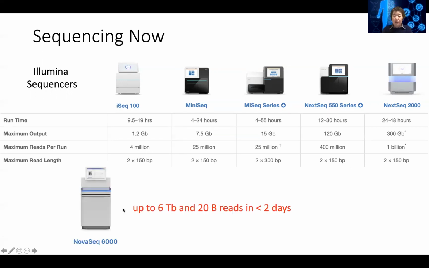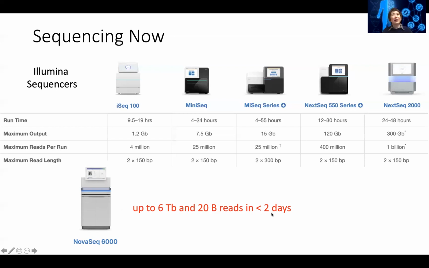And at bigger core facilities or companies that run sequencing as a service, sometimes a lab would generate sequencing samples and then send them to an outside company to be sequenced. And these NovaSeq 6000 machines can generate up to 6 terabytes of data and 20 billion reads in less than 2 days.